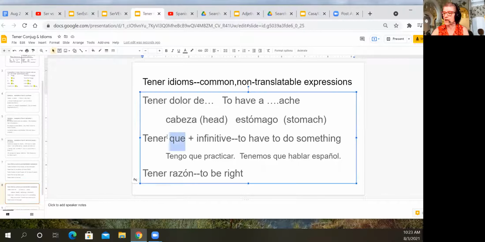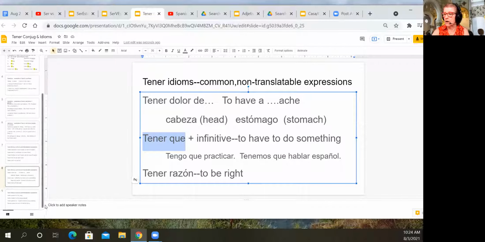This is another thing. Tener is often used with the word que. Que has many translations, one of them meaning that. But here the que doesn't really mean anything. You just must use tener with que to say you have to do something. If you want to talk about an obligation, it's tener que. Like, tengo que practicar, I have to practice. Tenemos que hablar español, we have to speak Spanish. So tener is used to express have to, like we say, I have to, meaning I must do it. It is an obligation, okay? And tener razón, to be right.